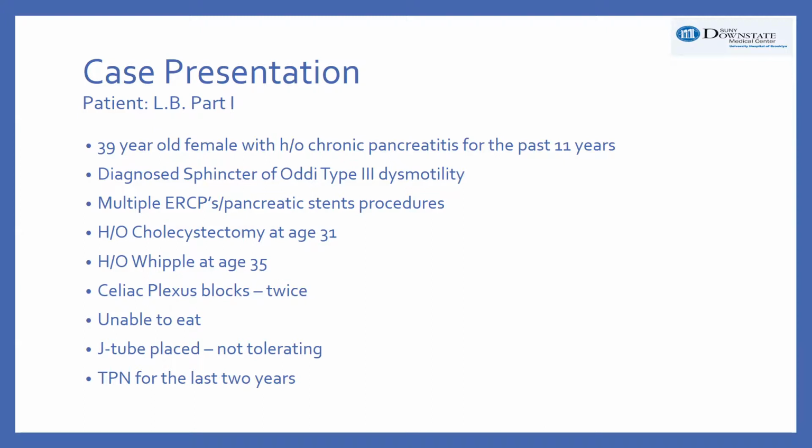is a 39-year-old female with a history of chronic pancreatitis for the past 11 years. She was diagnosed with something called sphincter of Oddi type 3 dysmotility. Has anyone here, among all the esteemed colleagues, seen such a disorder or had it confirmed? I don't think so, and actually the entity is now very much disputed by Wilcox from University of Alabama, who believes that this is just a functional abdominal pain and nothing specific, but she was given a diagnosis and perhaps that gave her some reprieve for a little bit. Multiple ERCPs, multiple pancreatic stents. And finally, as many of our patients end up having, she had a cholecystectomy as a first step. Of course, it didn't do anything.